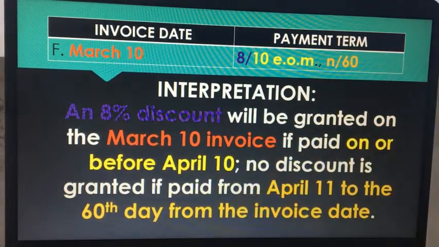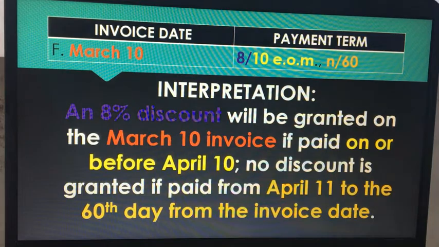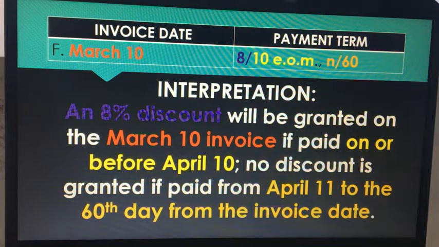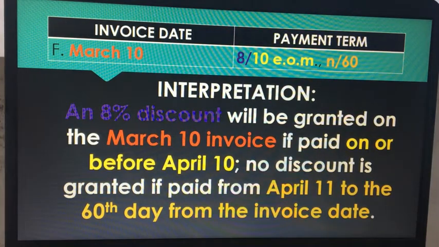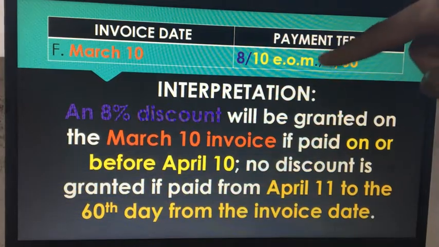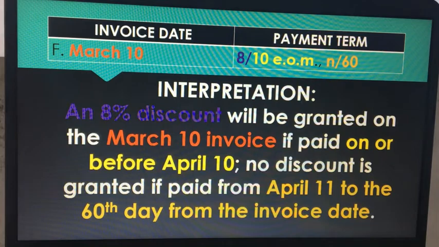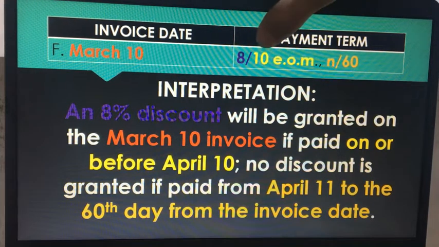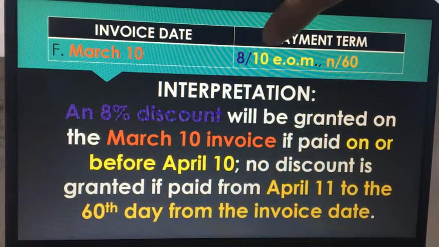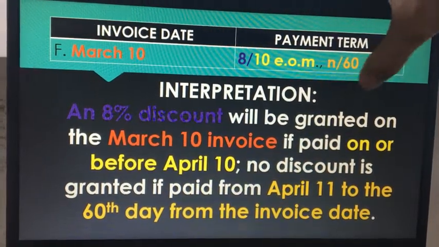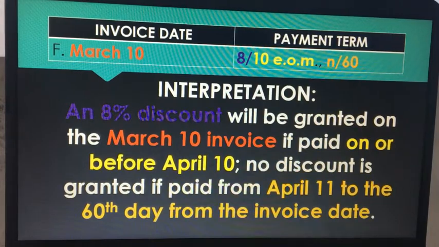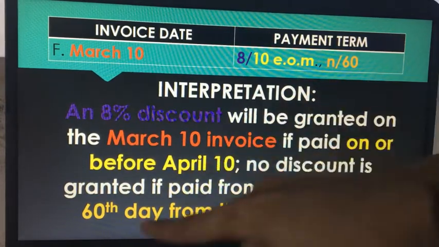Until April 10, April 1 to 10, meaning you are granted an 8% discount. Otherwise, if you fail to pay that one in the first 10 days of April, you are going to proceed here, N over 60. Again, when you say N, it refers to no discount. So if you fail to pay in the first 10 days of April, that is next month after March, you're going to proceed here. N means no discount, April 11 to the 60th day.